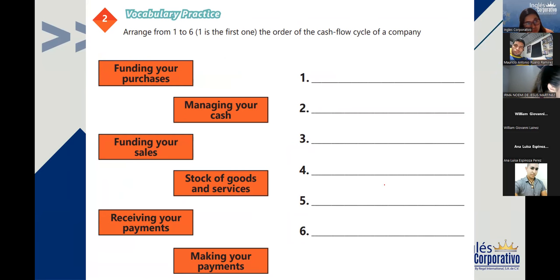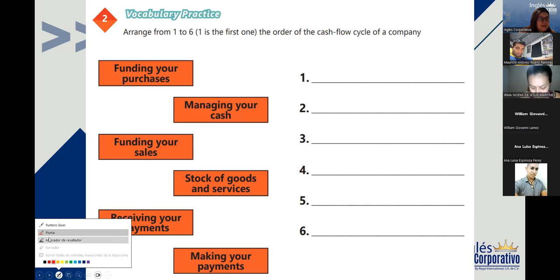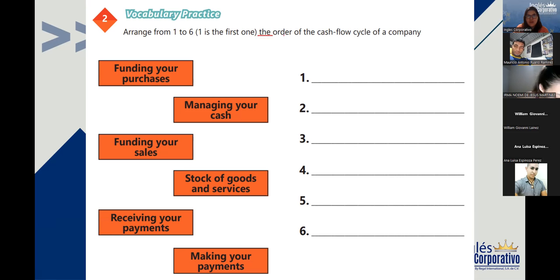You have funding your purchases, managing your cash, funding your sales, stock of goods and services, receiving your payments, and also making your payments. What you're going to do here is decide on which is number one, which is number two, and up to number six. What is the order? What is the order of the cash flow cycle? What's the order that you follow?